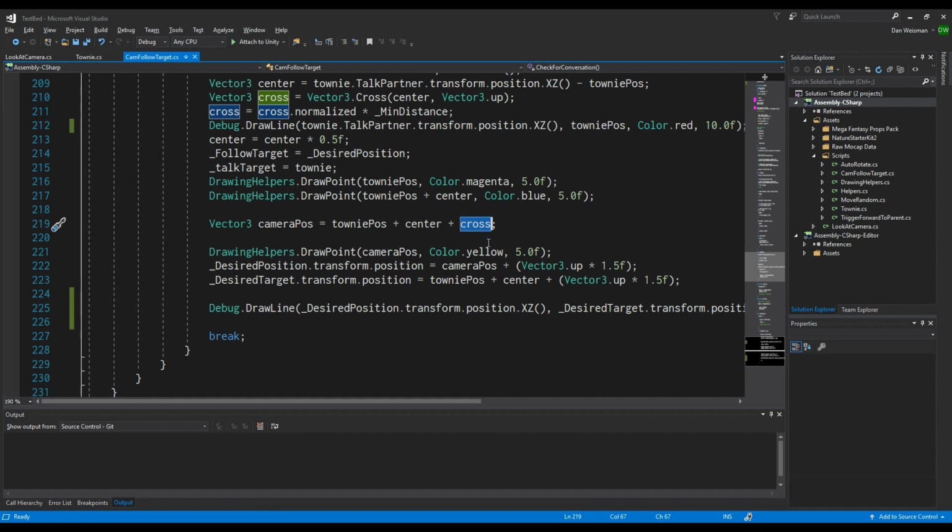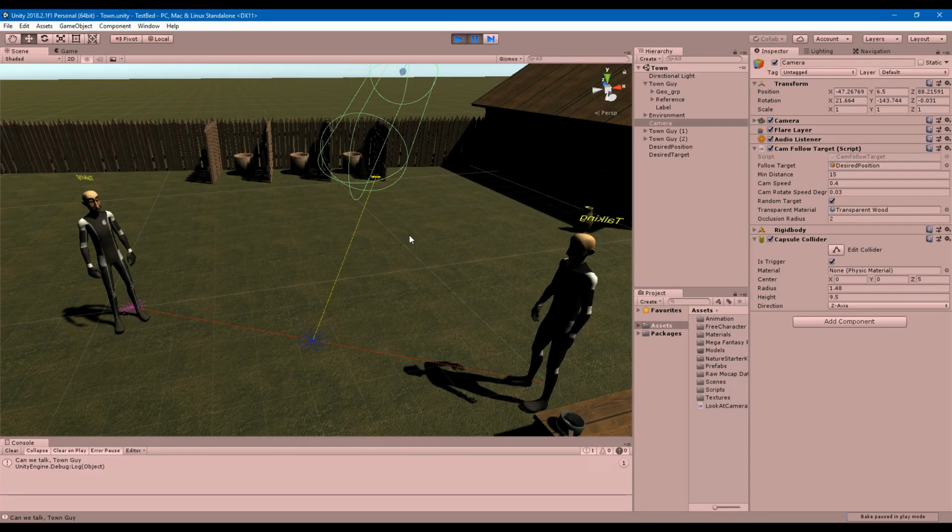So just keep that all in mind. I'll come back to that in a second. Okay, so here we are. We've got character 1, character 2, center, point. So essentially all these calculations are to give us this yellow point.